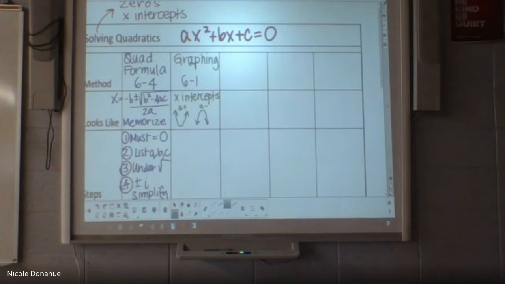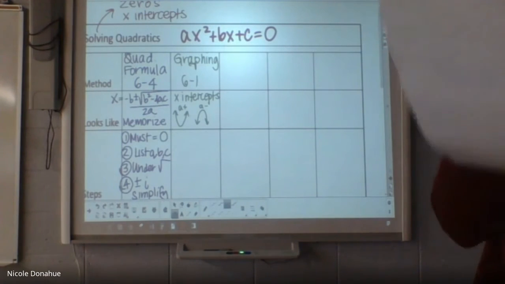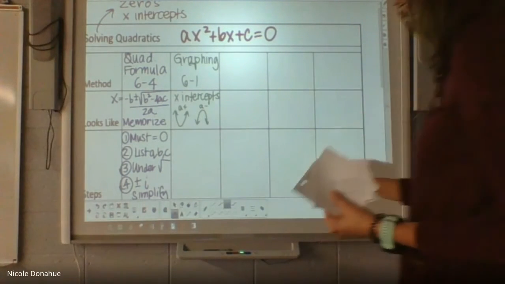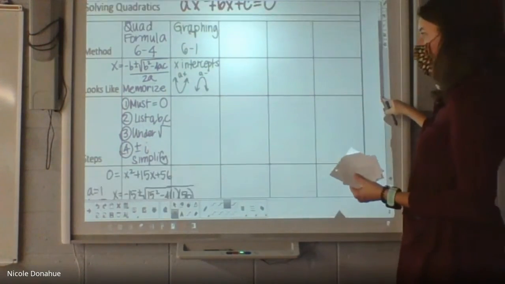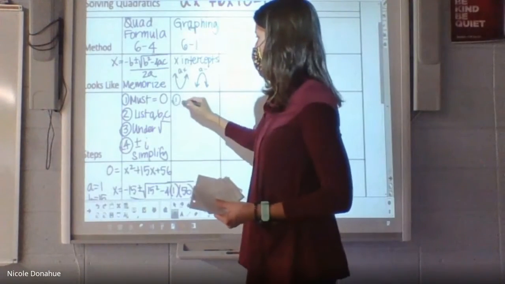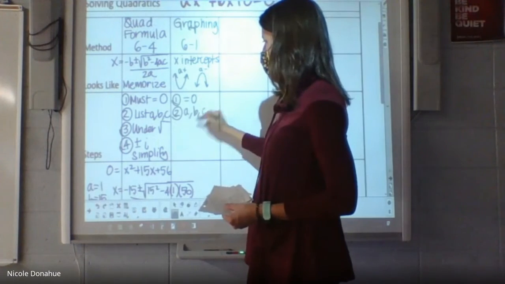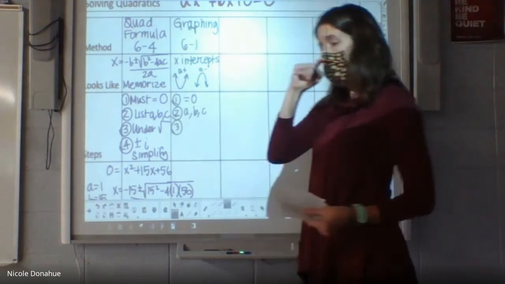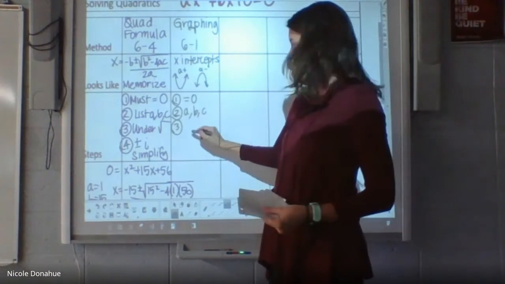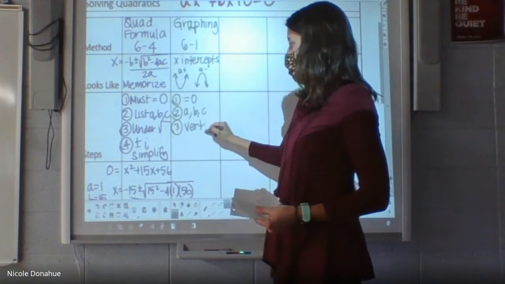Okay, so for graphing, all right, so again, it has to equal 0. And list the A, B, and C. But then we want to find the vertex. And remember, the vertex is another one of our formulas.